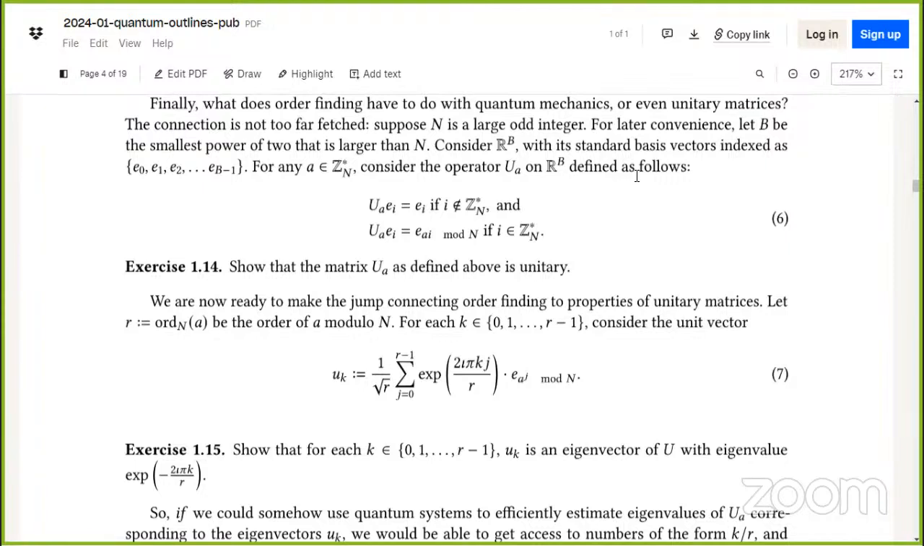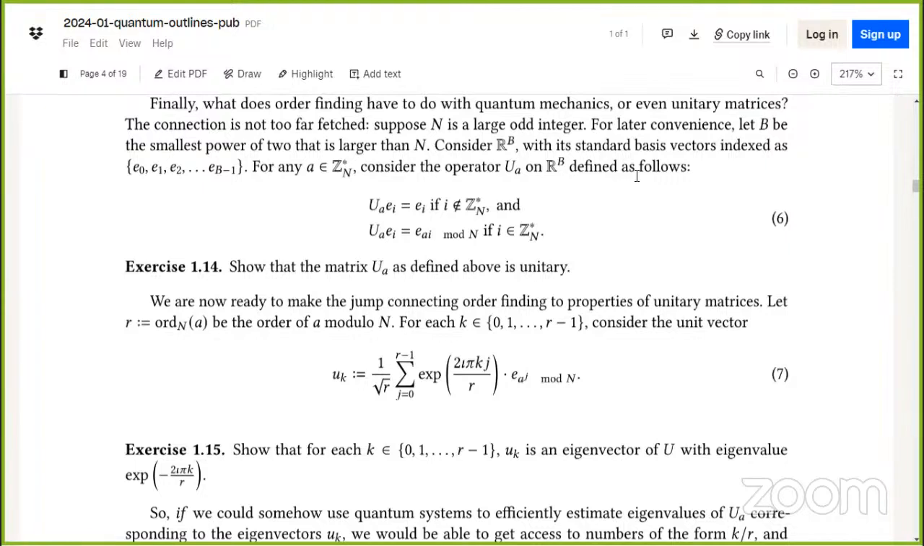There are many eigenvectors of it, which we could write down, sort of like a Fourier transform. You take any number k between 0 and r minus 1. r is the order, which is the thing we want to find; we don't know this. And U_k is defined with a normalization factor. What you do is look at A to the j modulo N, the ket of that, which is some number between 0 and N minus 1. The corresponding coefficient is e to the 2 pi i k j over r.